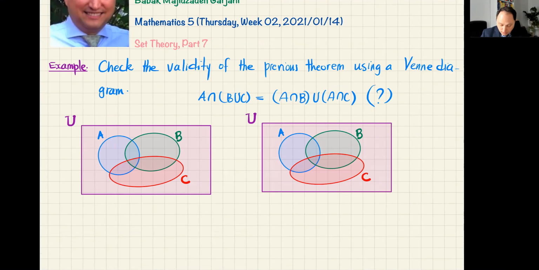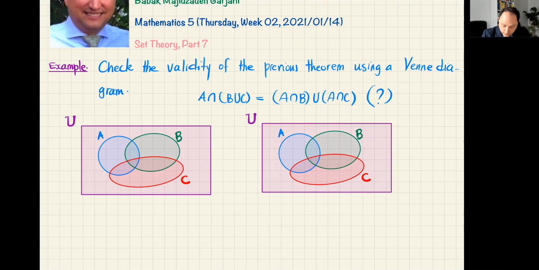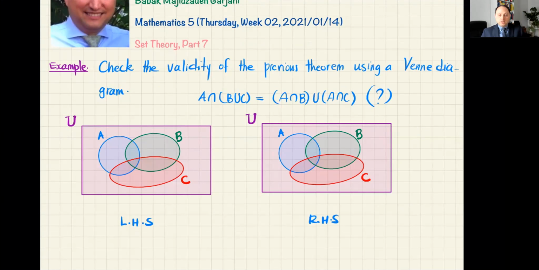Now here I write the left-hand side, and here I will draw the right-hand side. I want to convince myself there is no difference between the left-hand side and the right-hand side in these two diagrams. Of course, this is not a rigorous mathematical proof. The rigorous mathematical proof was the one that I did from mathematical logic and the definition of intersection and union. But this is a very good intuitive tool in our hand to convince ourselves about the equality of sets.